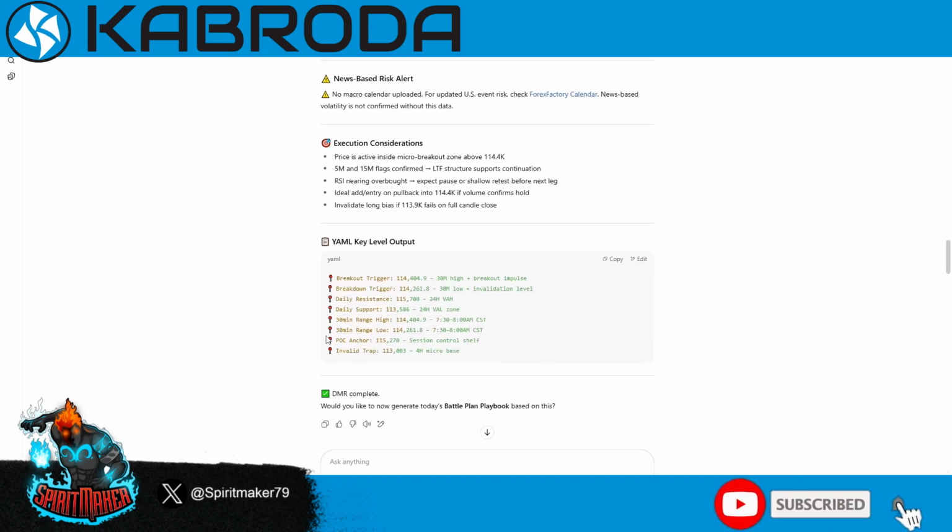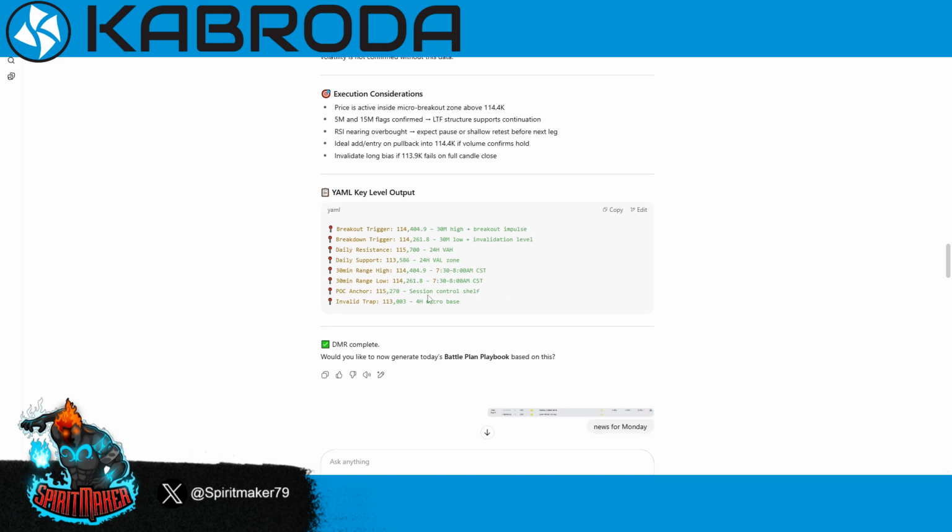So from here, you can see that I had the breakout triggers. This is for the daily support and resistance, the 30-minute. And then we had an invalid trap at this level. The 4-hour was calling possibly for down, so we had to be careful and watch for that. But then the point of control was 115,270. And that's about it. It was just key levels.